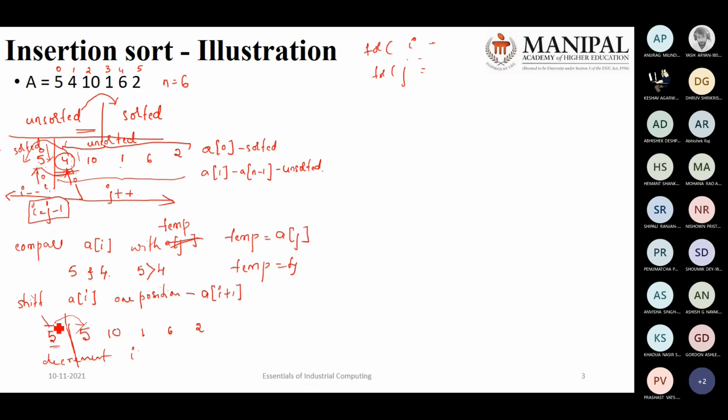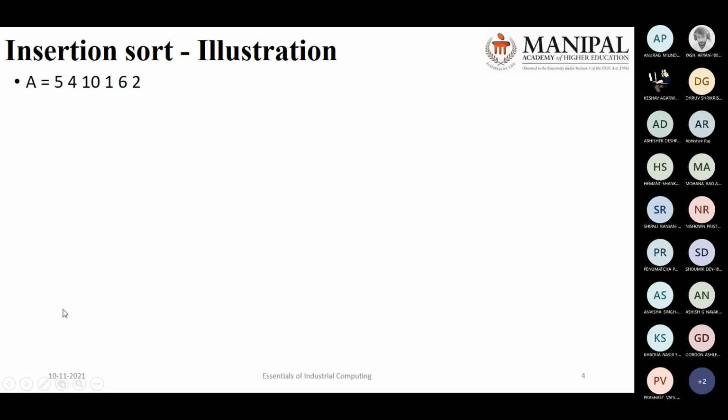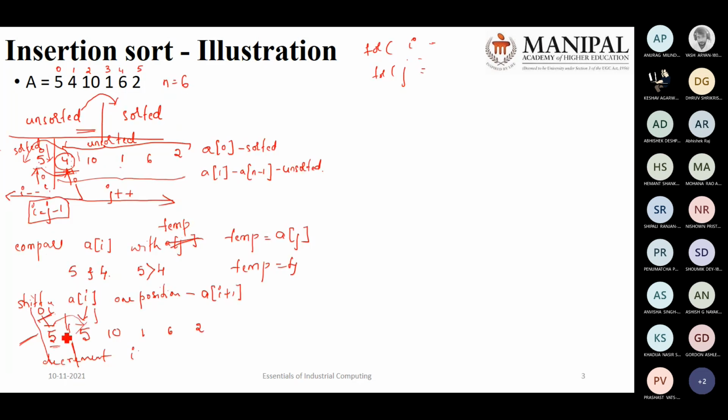I is initially here. J is pointing to this position. When you decrement I, you have nothing here, right? Because you are in the 0th position here. So you have to run the loop till you reach 0. I has to be decremented till you reach 0. And since you have already reached 0, since nothing is left to the left of it, this A of I should be replaced with the value of temp.